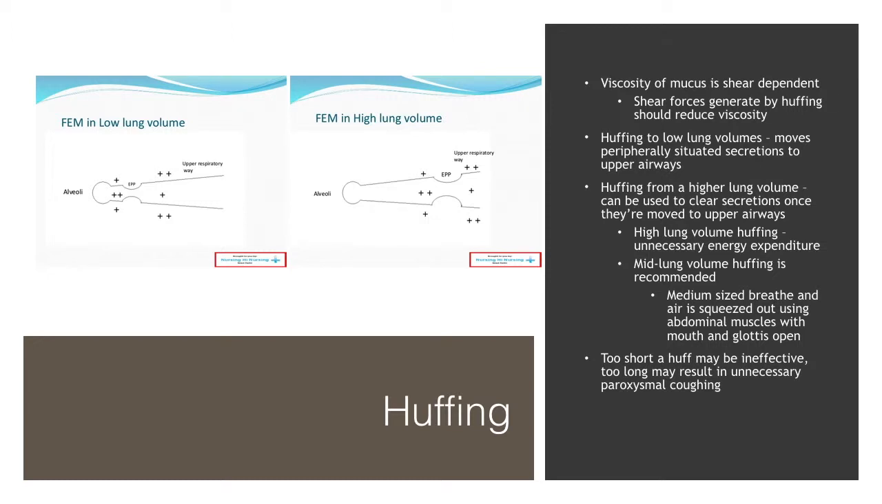Now, doing extremely high lung volume huffing is not necessarily recommended because it results in an unnecessary energy expenditure. What is recommended is a mid lung volume huffing with a medium-sized breath and air being squeezed out using the abdominal muscles with the mouth and the glottis open. And too short of a huff may be ineffective. Too long can result in unnecessary paroxysmal coughing. So you end up stimulating the cough reflex and you can't stop coughing, and it tends to be an unproductive cough.